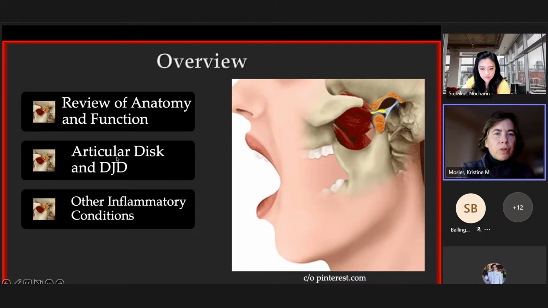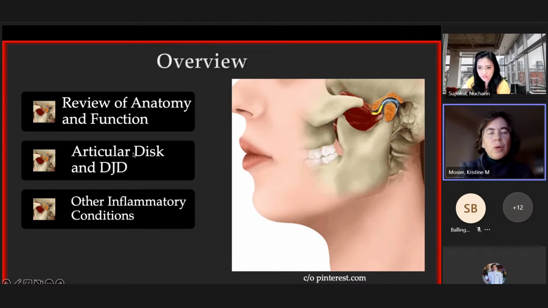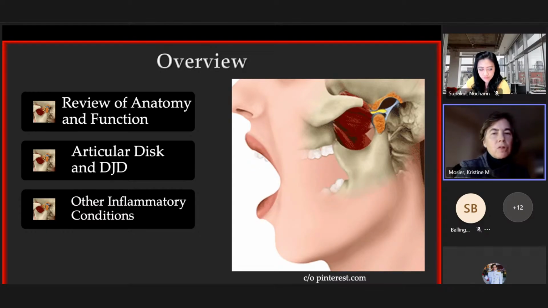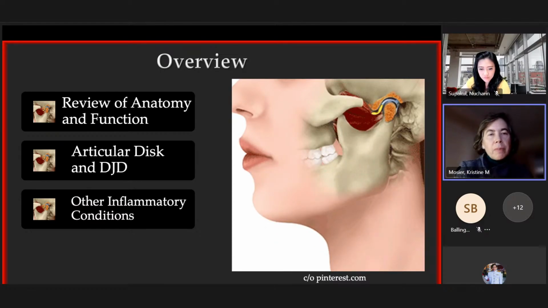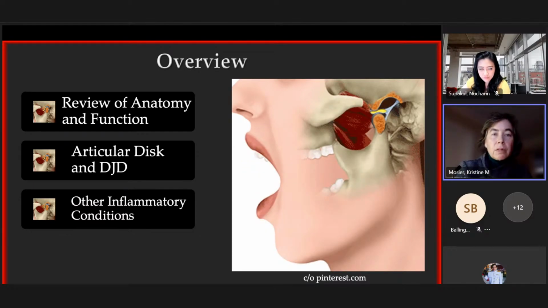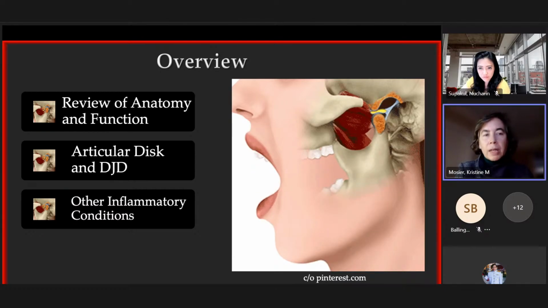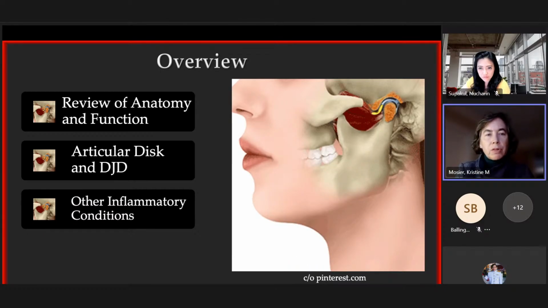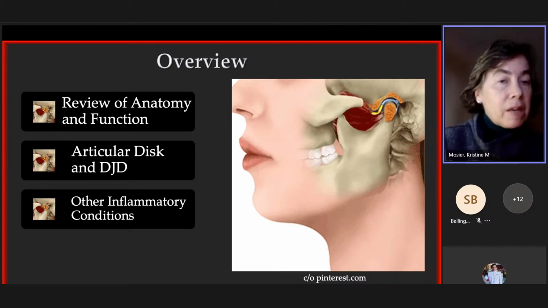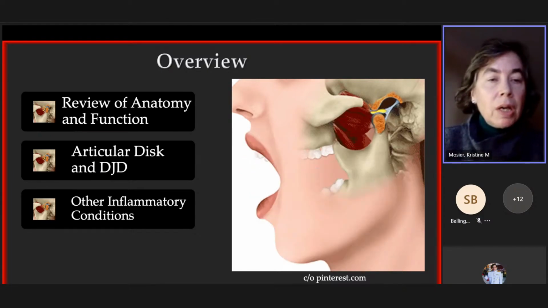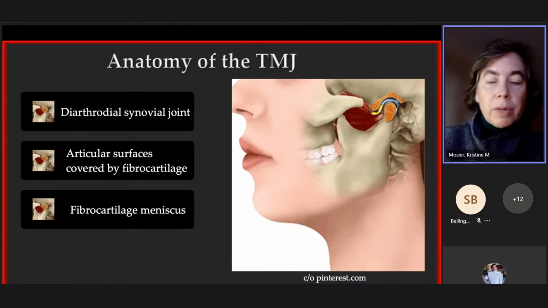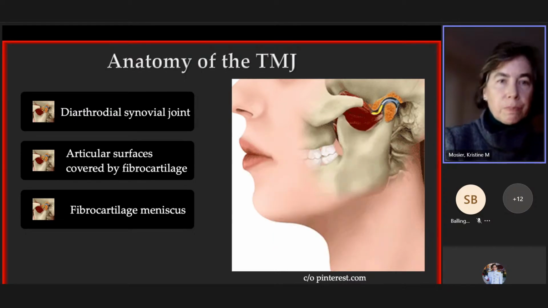What we're going to do over the next few minutes is go through and review some of the anatomy and function of the temporomandibular joint. Dr. Matthews and Dr. Ballinger have gone through some of this, and Dr. Matthews has elegantly shown some of this, both in diagrams as well as his surgical findings. We're going to talk specifically about the articular disc and in the setting of degenerative joint disease. And then we'll finish up with a brief discussion about other inflammatory conditions.